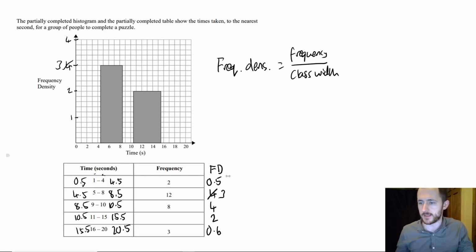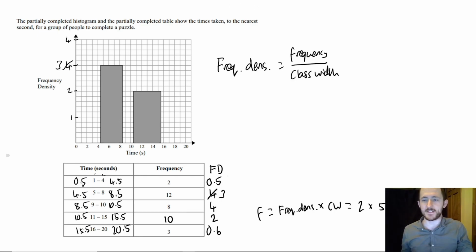So if we rearrange this, frequency is just equal to the frequency density multiplied by the class width. So we're going to take 2 and multiply it by 5. So the frequency there is indeed 10. Perfect. Okay, now we need to actually draw the rest of the bars.